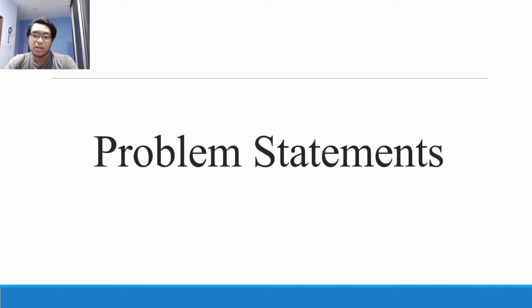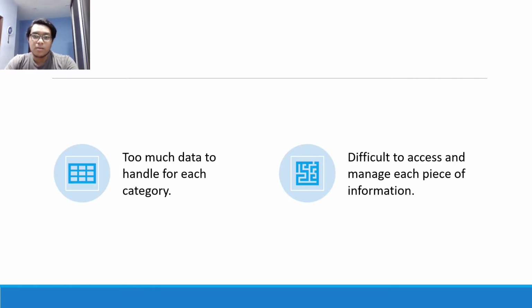Next will be problem statements. One of the problems include too much data to handle for each category. The second one is difficult to access and manage each piece of information.